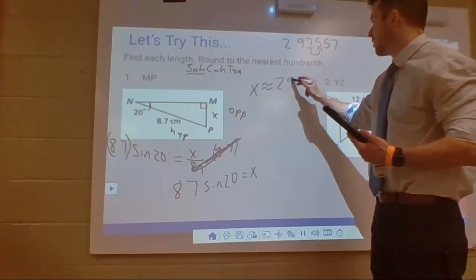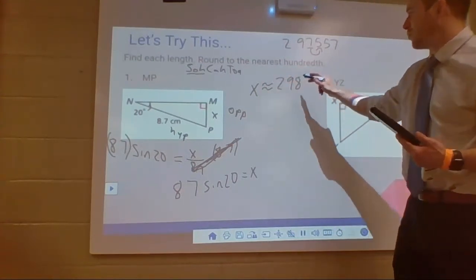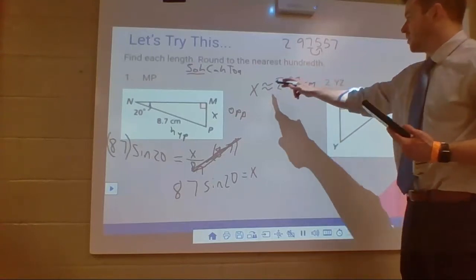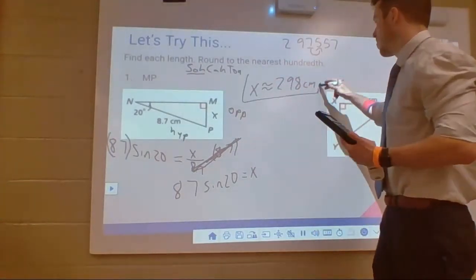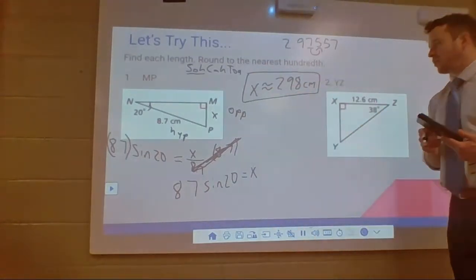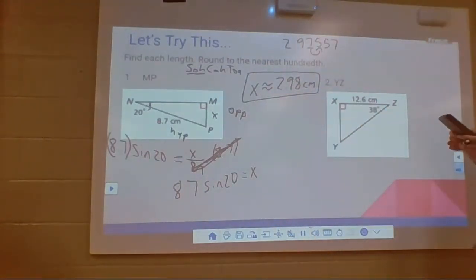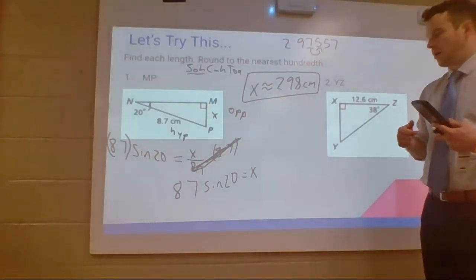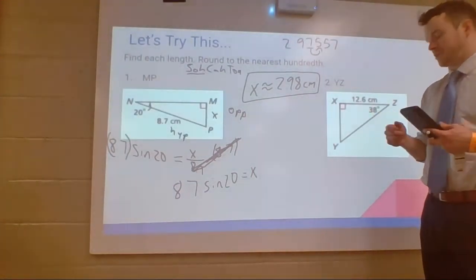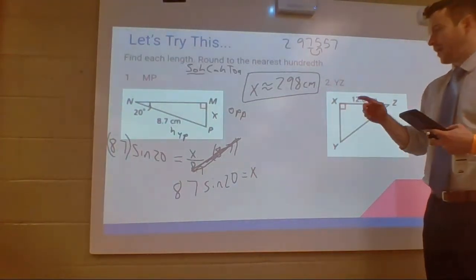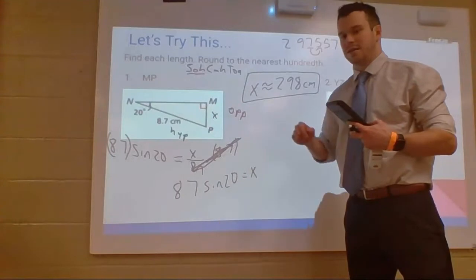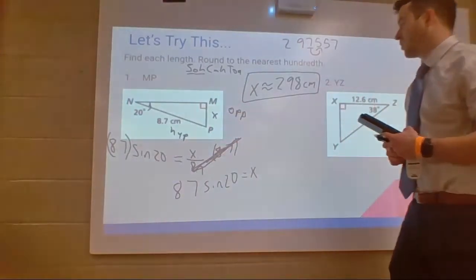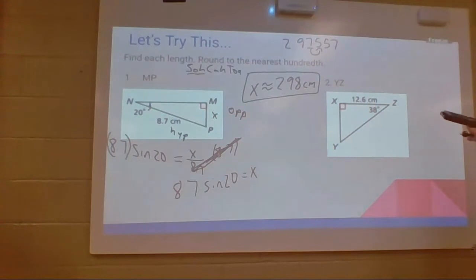So x is about 2.98 centimeters. It's a squiggly equal sign because we rounded. So x is about 2.98 centimeters. I know that might have seemed a little bit tricky for a second there. We're going to keep getting practice with this. Maybe rewind it and see what I did one more time, if you feel a little stuck. That gave us the length of that side MP, that leg of that triangle. So I'm going to go ahead and move on to number 2.